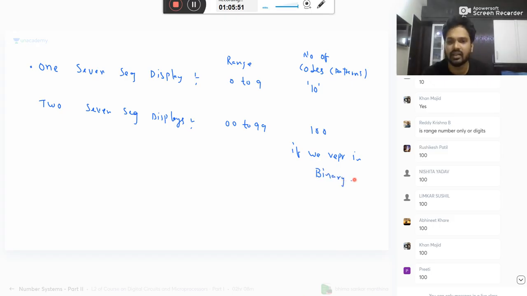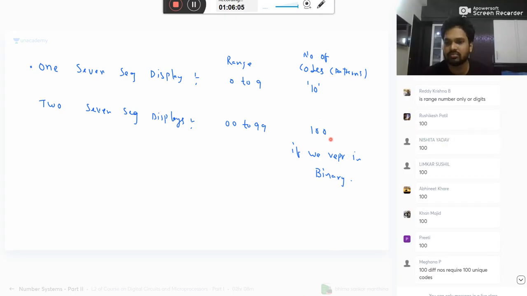Because in binary, every number is unique. You want to represent 10. Now assume you have 10 digits. How many codes will you generate? Is it possible? Yes, very good, correct.